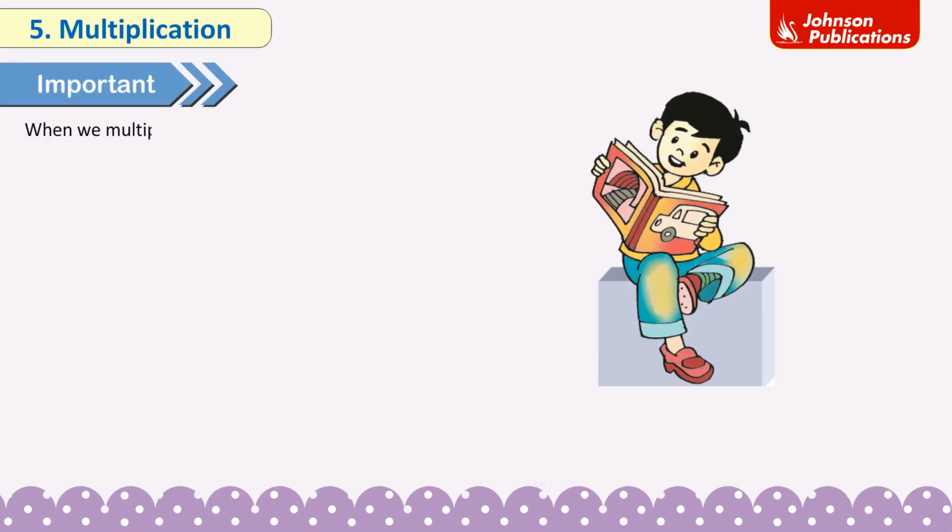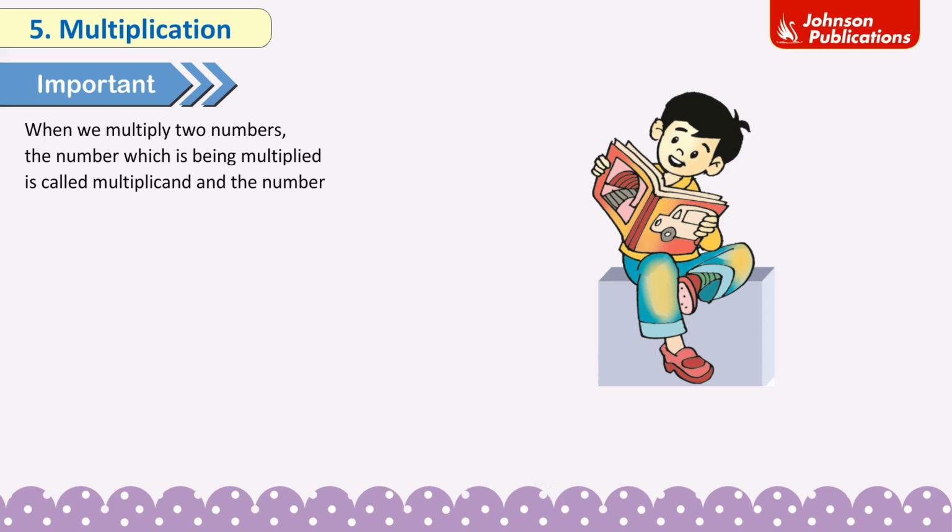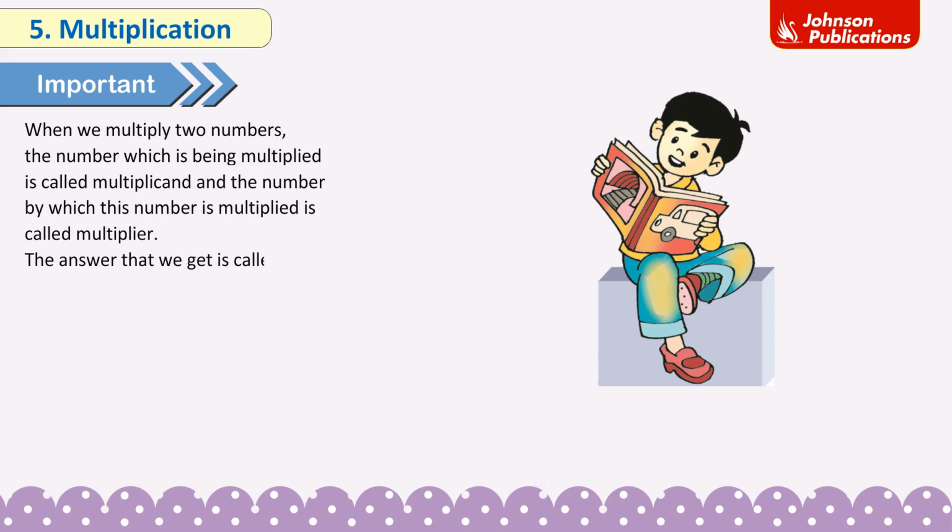When we multiply two numbers, the number which is being multiplied is called multiplicand, and the number by which this number is multiplied is called multiplier. The answer that we get is called product. 5 times 7 equals 35. 5 is multiplicand, 7 is multiplier, 35 is product.